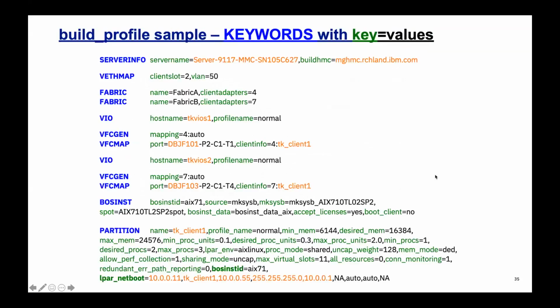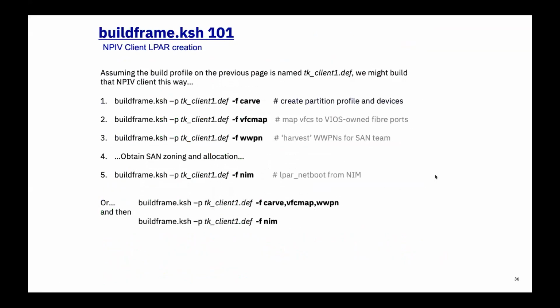And these are the client-specific build profile options. If you are deploying a new partition, especially if it's an NPIV partition, obviously it cannot be an end-to-end process. You need to break it down into pieces because you need to zone the new WWPNs with the storage team. So that is why this is the process we identify.